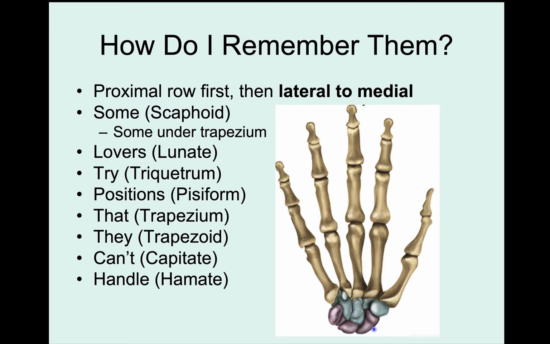So let's start here. We have our scaphoid, and this is some. And I like to then say some is under the trapezium, which supports the thumb. So we have a little rhyming scheme here to help you out. Lovers is the lunate. Tri is the triquetrum, which is kind of nice and helpful. Positions is the pisiform. Try, trapezium. They, trapezoid. Can't, capitate. Handle, hamate. Hopefully that will help you out.